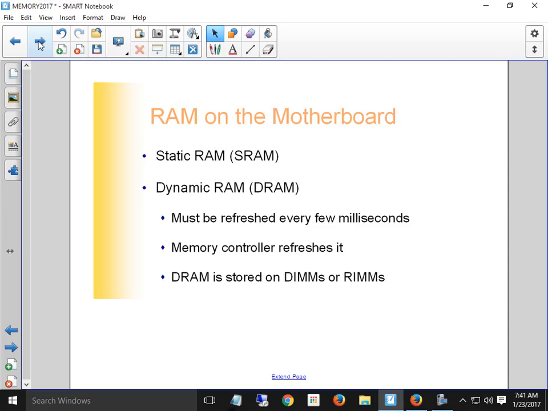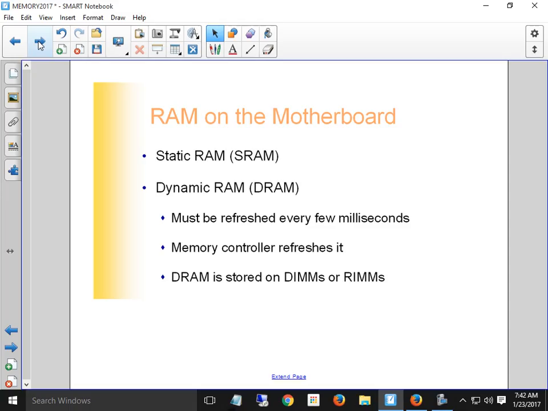You didn't have to keep rewriting it. Put stuff in cache and it stays in cache until it rewrites it. Dynamic RAM is much less expensive, not as fast, and has to be continually refreshed every few milliseconds. In other words, it's being refreshed thousands of times a second. It has a memory controller that's in charge of it, and it's stored in memory modules that we put in our computer. So static RAM stays where it's at. Dynamic RAM has to be continually rewritten.